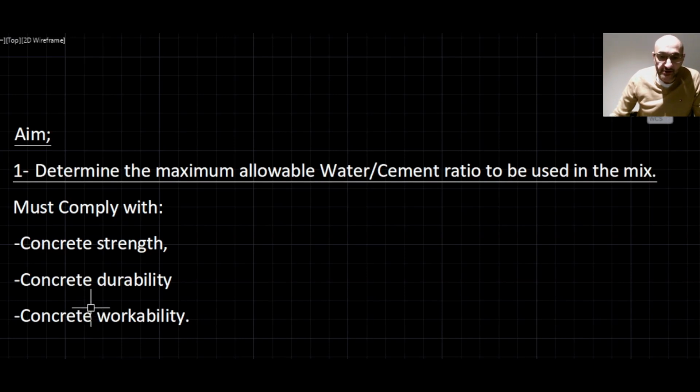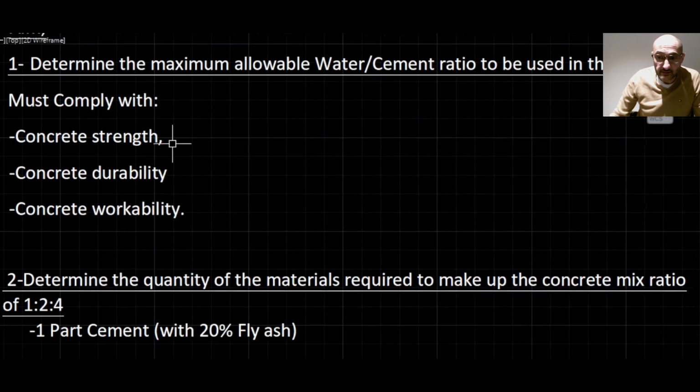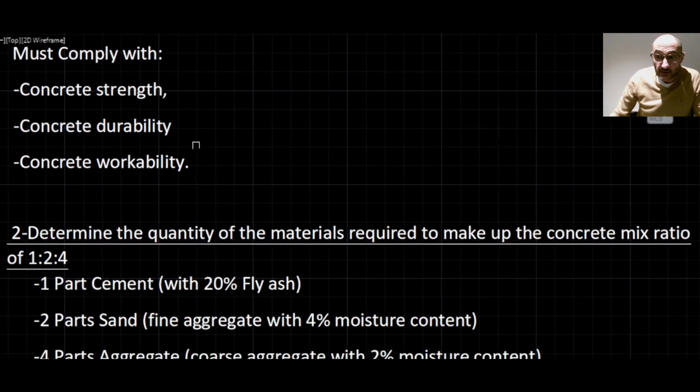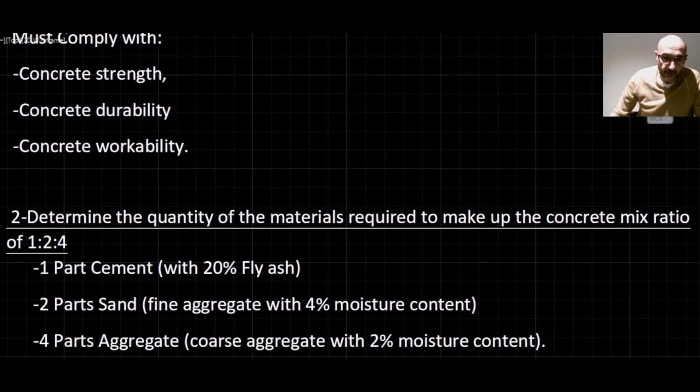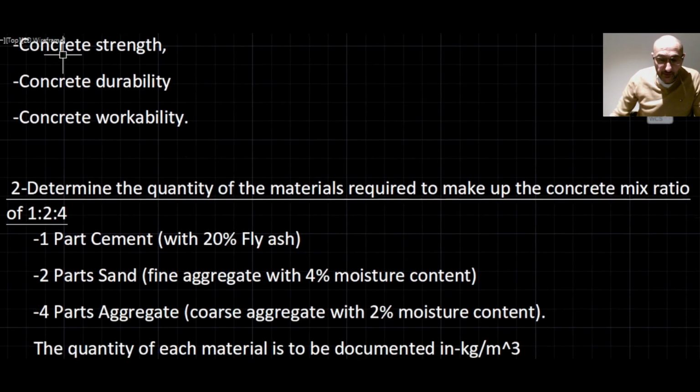The second question is determine the quantity of the materials required to make up the concrete mix ratio of 1 to 4. So that is 1 part cement, and we will allow 20% fly ash within this 1 part of cement. 2 parts sand, and call that the fine aggregate with 4% moisture content, and 4 parts coarse aggregate, the larger aggregates, and that has 2% moisture content. The quantity of each material is to be documented in kilogram per meter cube, and of course water will be in liters.